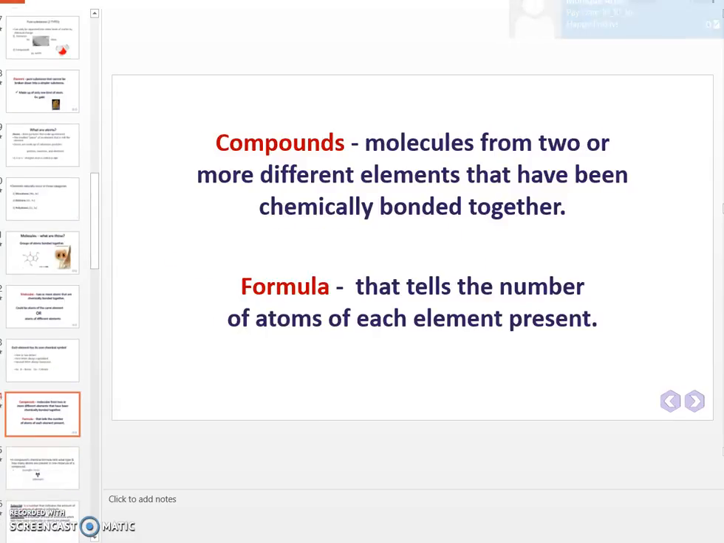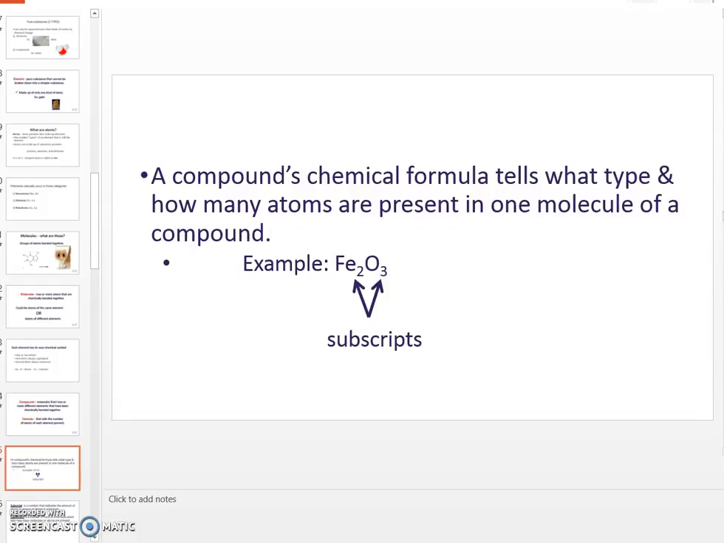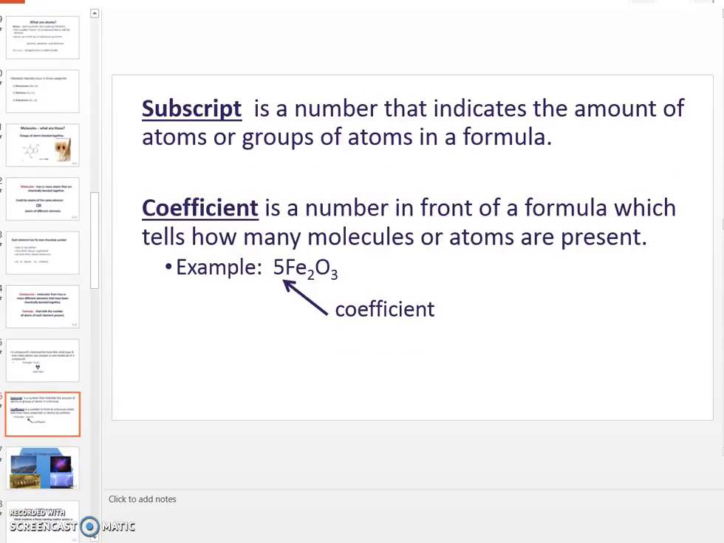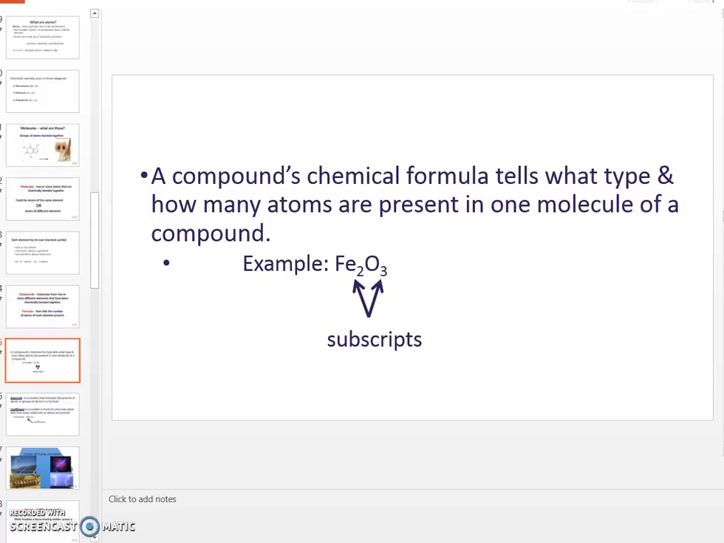Okay, so compounds: you have molecules from two or more different elements that have been chemically bonded together. The formula tells us the number of atoms of each element that's present. The subscript tells us how many atoms of that particular element are in the formula. So we look at this example, Fe2O3, and you notice there are 2 irons and 3 oxygens in there. It's very obvious. Now we do have coefficients, which tell us how many of these Fe2O3s we have running loose. This is a great test question. I give you a formula and ask, how many oxygen atoms are there?